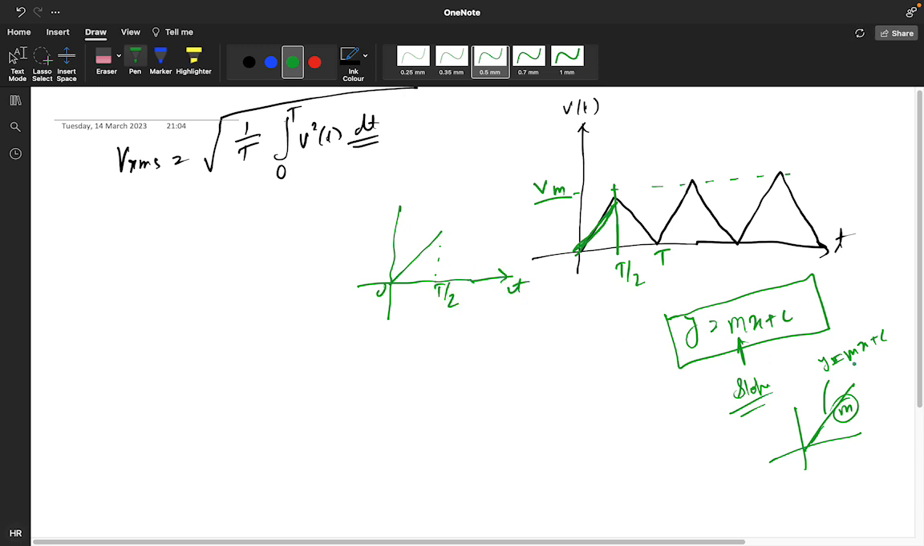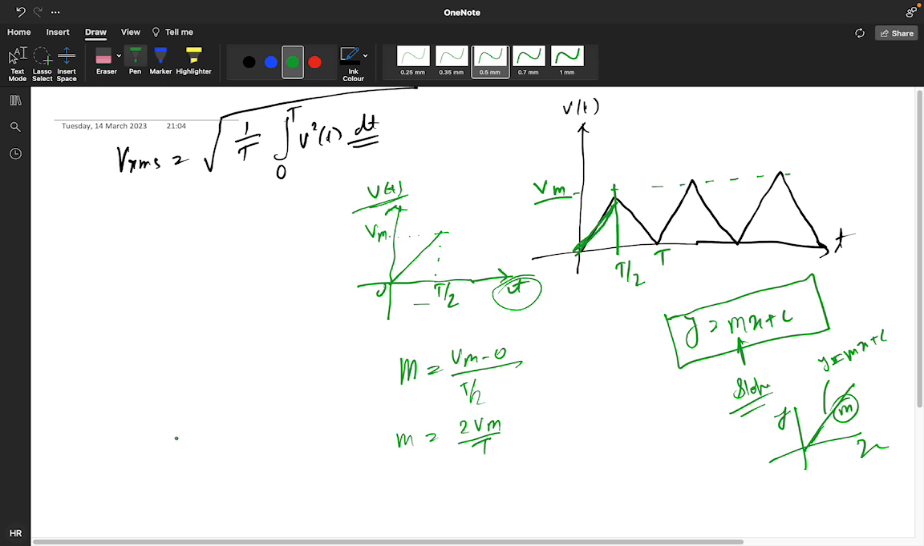Here that is x, y. Now we are representing in terms of v of t and t. So y is your v of t and x is t. So what is the slope? Slope m is equal to y2 minus y1, this is your Vm, so Vm minus 0, divided by x2 minus x1, that is t2 minus t1, so T by 2 will come. So the slope you are getting is 2 Vm by T.